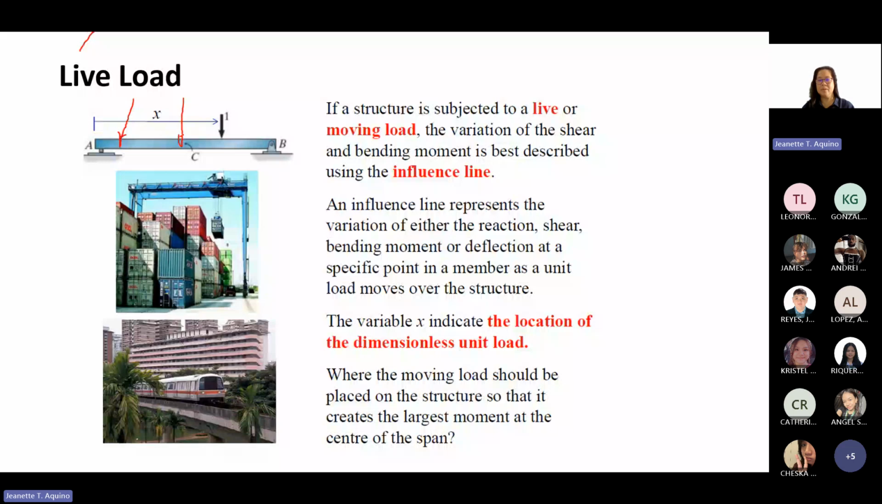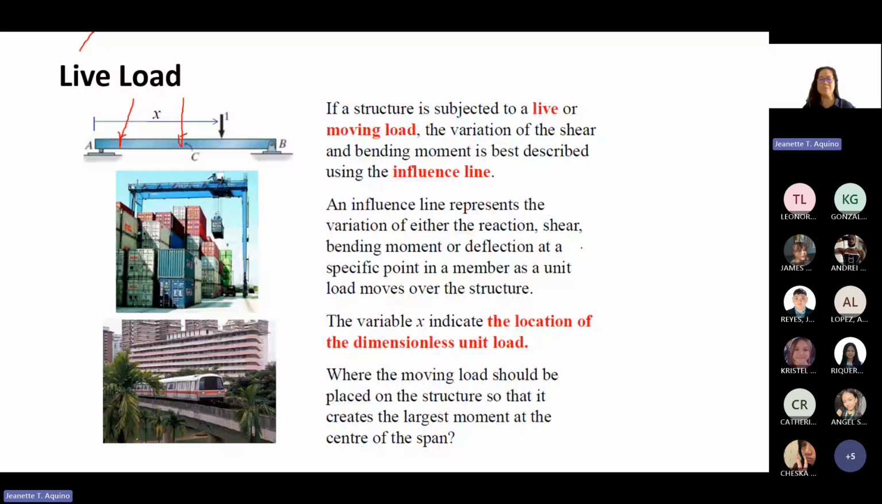The variation of the shear and bending moment can be described using the influence line. The influence line represents the variation of either the reaction, shear, bending moment, or deflection at a specific point in a member as a unit load moves over the structure.